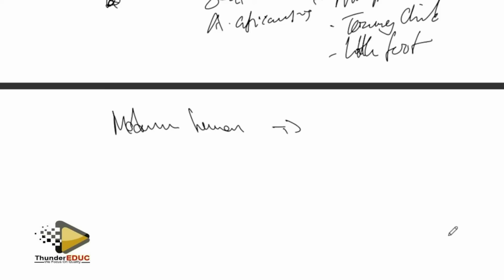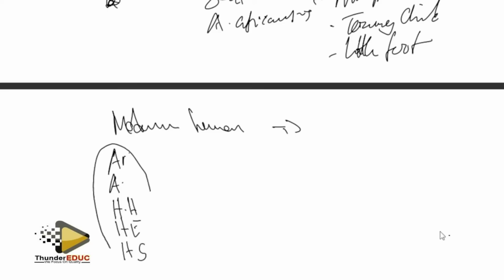Now, fossil evidence, you need to talk about a few aspects. You have to talk about Ardipithecus. You have to talk about Australopithecus. You have to talk about Homo habilis. You have to talk about Homo erectus. You have to talk about Homo sapiens. This is what you're supposed to talk about.